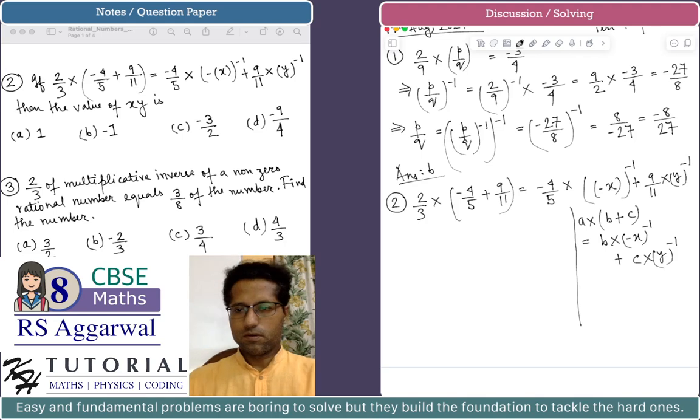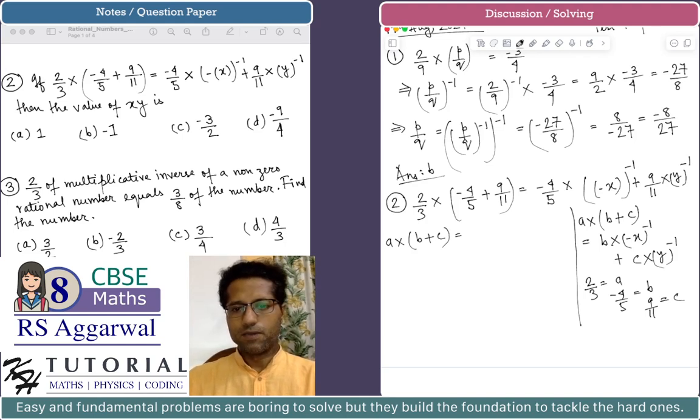So we have this. If I consider 2 by 3 equals a, minus 4 by 5 equals b, and 9 by 11 equals c, then the given equation on the left hand side is nothing but a into b plus c, which, if I apply the distributive law of multiplication over addition, should be a multiplied by b plus a multiplied by c.